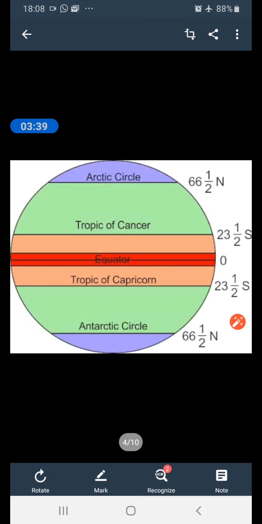Now, this picture is showing you the important lines of latitude. Equator, 0 degrees. Tropic of Cancer, 23.5 degrees south. Sorry, it should be 23.5 degrees north. Then Tropic of Capricorn, 23.5 degrees south. Arctic Circle, 66.5 degrees north. Antarctic Circle, 66.5 degrees north. And the two ends, the North Pole and the South Pole. Now this picture will be clear in the next picture which I'll be showing you.